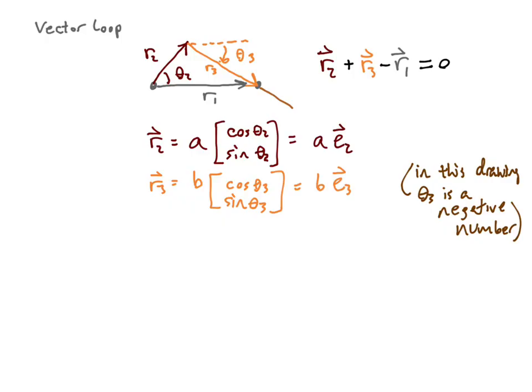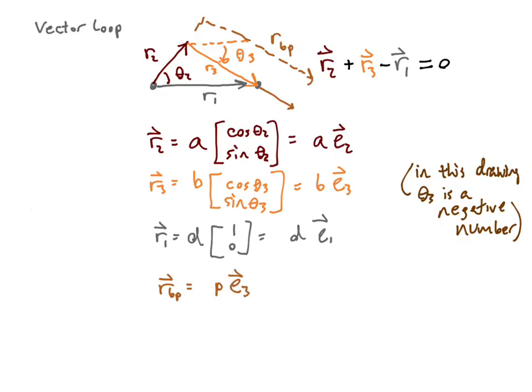Then we have R1, which is just D times the unit vector e1, because the unit vector is only along the x-axis for the ground. And if we wanted to add an extra vector, we could have the vector RBP is equal to the length P times our unit vector E3 because it's going the same direction as our R3. So we have those four vectors. We're only going to focus on those first 3 for now.